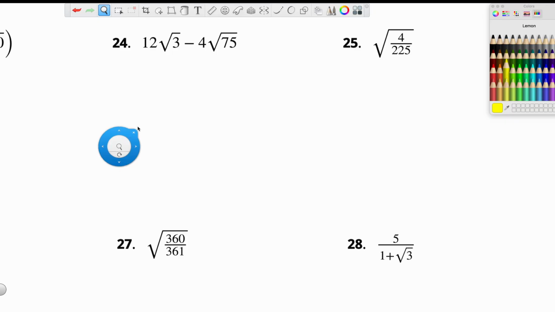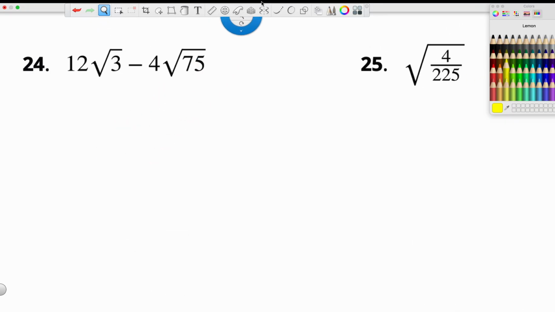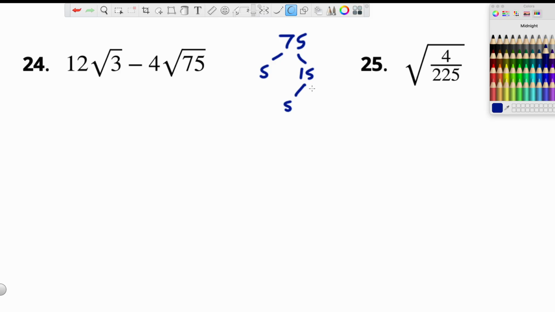Okay, let's see here. I guess I'll do 24. Well, I hadn't planned on doing all the evens, but it looks like I am. Okay, so the radicals are not the same. We cannot combine these, but the 75 has some perfect square factors in there. 75 is divisible by 5. 5 times 15 is 75, and 15 is 5 and 3. And I have a pair of 5s and an odd 3.